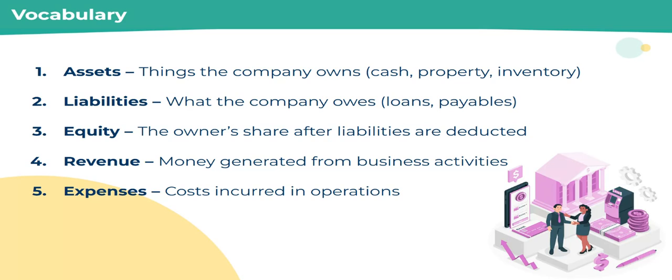Number four, revenue. This is the money generated from business activities. Revenue. Number five, expenses. This relates to the cost incurred in operations. Expenses. Assets, liabilities, equity, revenue, expenses.